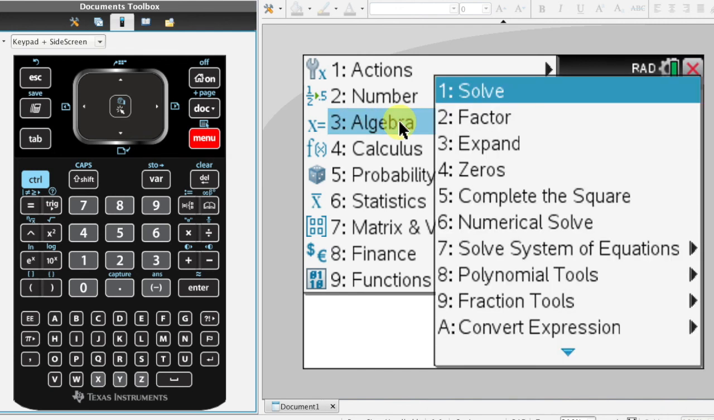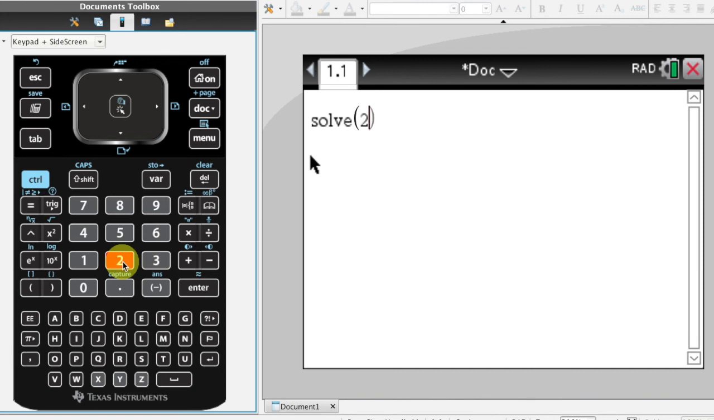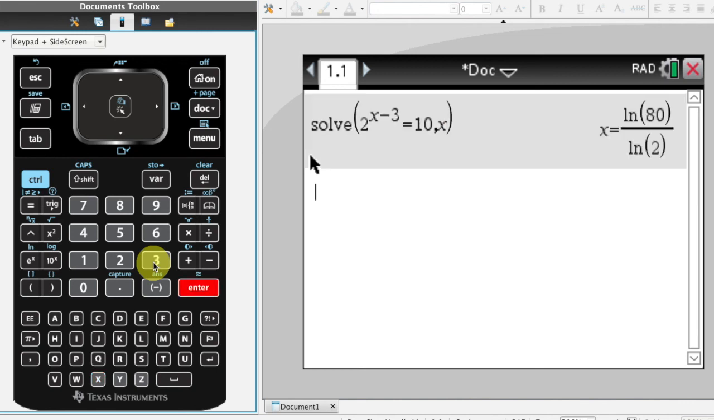Menu, algebra, solve, and we had 2 to the power of x minus 3 equaling 10. And I'm solving for x. I get that as an exact answer. This means the natural logarithm of 80 divided by the natural logarithm of 2. That's not very helpful to us at this stage, but if I go Control Enter, you can see I now got that approximate answer, which is more useful to us.